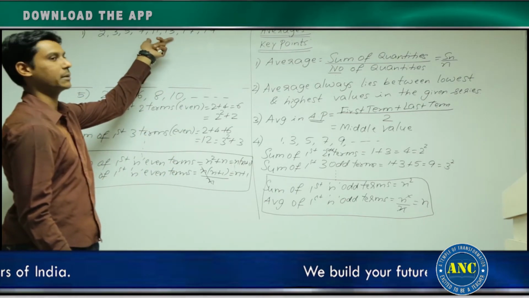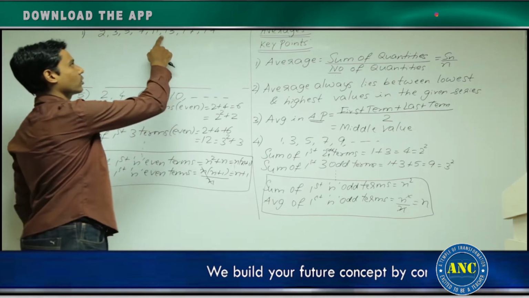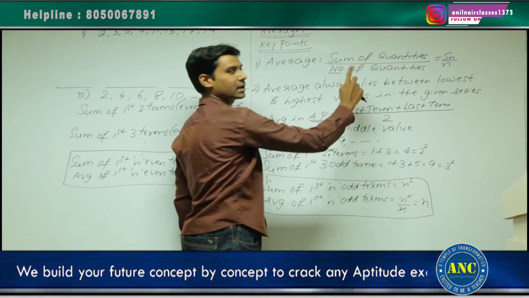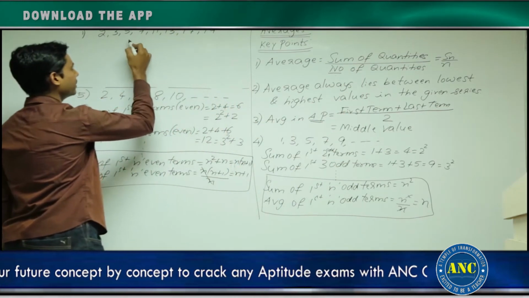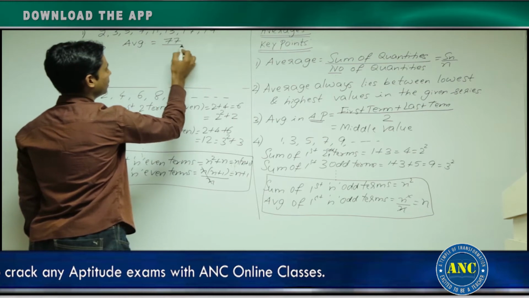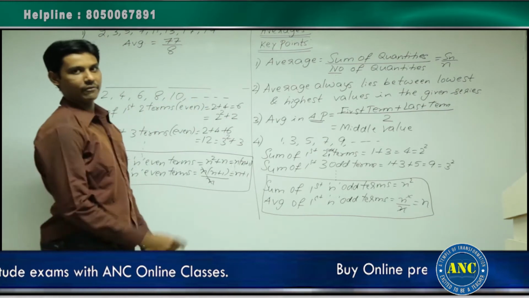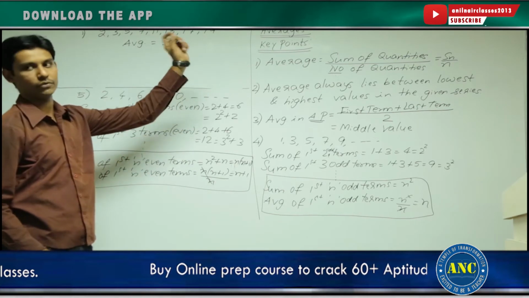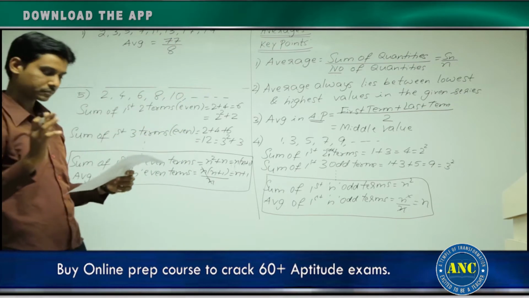No, they are not in arithmetic progression. If they are not in arithmetic progression, the only way to find the average is sum of the quantities divided by number of quantities. Add all of them, divided by number of quantities. If I add all of them, I will get 77, divided by totally there are 8 terms. Average for this question is 77 by 8. You can convert it later to decimal if you want. Clear with the first question?